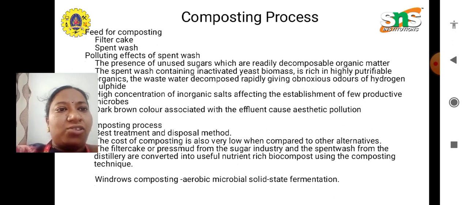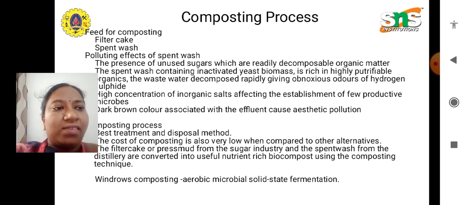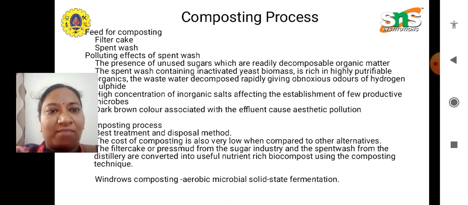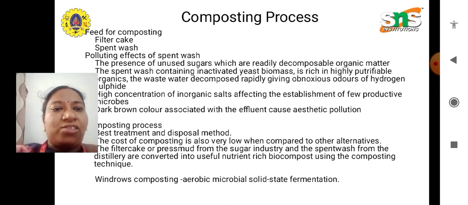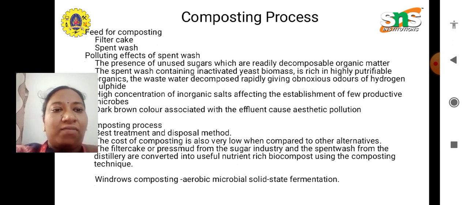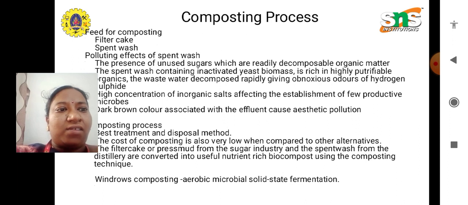The high concentration of inorganic salts affects the establishment of pure productive crops. The dark brown color associated with the effluent causes aesthetic pollution. Biocomposting is the best treatment and disposal method for bagasse. The cost of composting is also very low when compared to other alternatives. The filter cake or press mud from the sugar industry and the spent wash from the distillery are converted into useful nutrient-rich biocompost using the composting technique.